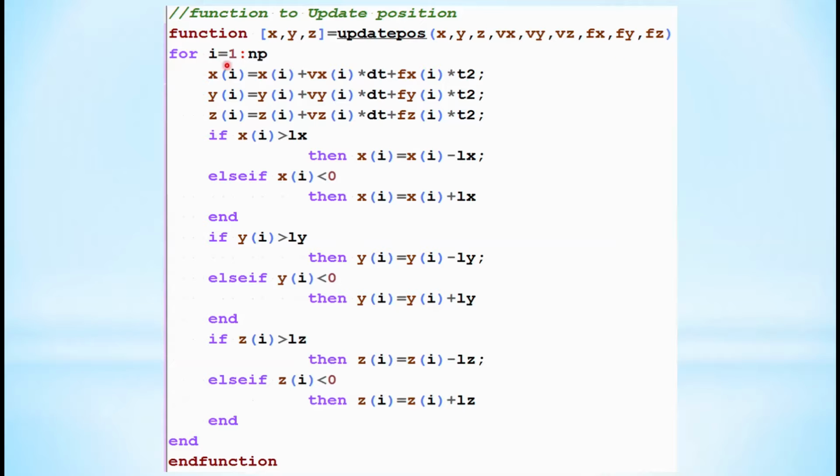Then we have to use the for loop that will run from 1 to np, np being the number of particles. Then we have to calculate the new values of x, y and z using these expressions. T2 is dt square divided by 2m. Now we also have to make sure that the number of particles inside the box should be constant. So if xi is greater than Lx, then xi is equal to xi minus Lx. Else if xi is less than 0, then xi is equal to xi plus Lx. Similarly along the y and z axis. Finally end function. So this is the function to update the position.